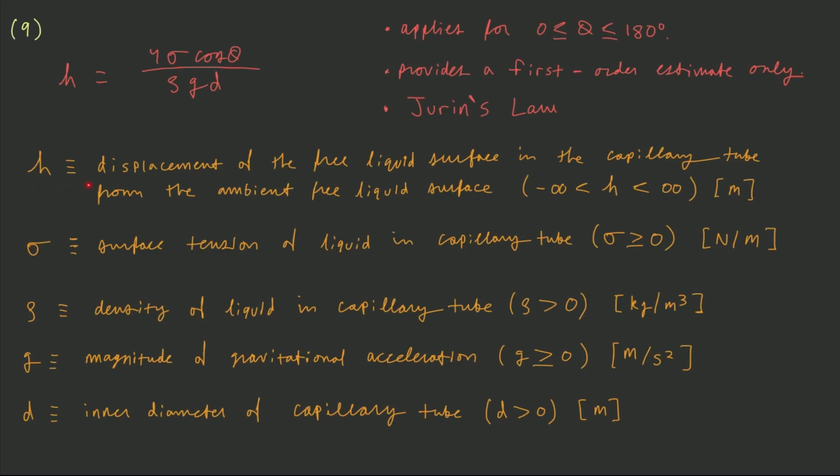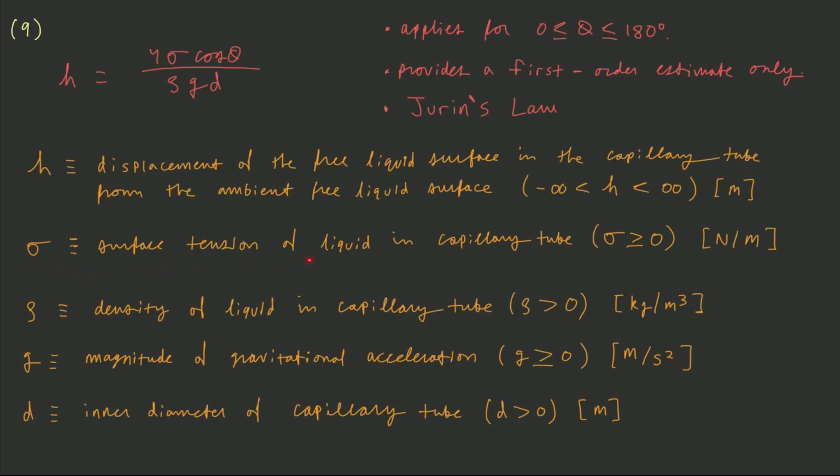So little h is equal to the displacement of the free liquid surface in the capillary tube from the ambient free liquid surface, and it is possible for little h to be positive or negative. So it's going to be positive when the liquid in the capillary tube rises above the free ambient surface, and little h is going to be negative when the liquid in the capillary tube falls below the free ambient surface. Little h is of typical units of meters.